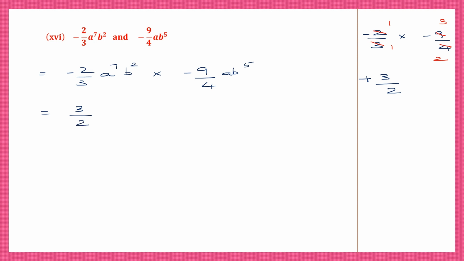Now let's look at the a. Here we have a to the power of 7 and here a to the power of 1. That will be a to the power of 7 plus 1, which is 8. Then here we have b to the power of 2 into b to the power of 5. That will be b to the power of 2 plus 5, that is 7. So we have our answer here, 3 by 2, a to the power of 8 and b to the power of 7. Question 17. Let's multiply these.